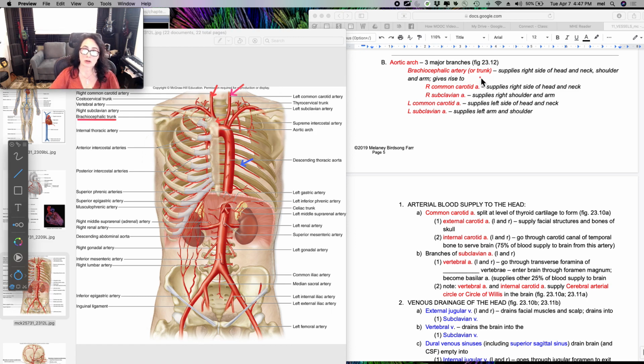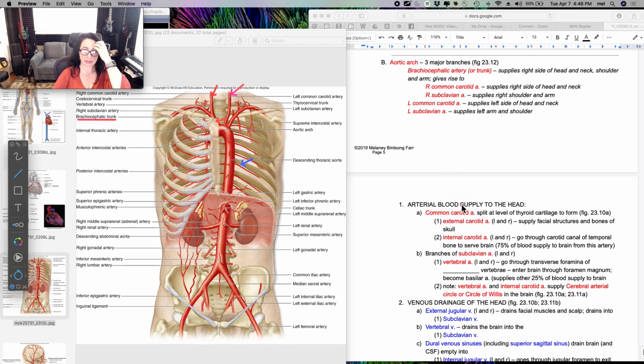Okay, so that's what we saw right here. The brachiocephalic artery or trunk supplies the right side of the head and the neck, and it gives rise to the right common carotid and the right subclavian, called subclavian, by the way, because it goes under the clavicle, hence subclavian. But the aortic arch gives direct blood supply to the left common carotid and the left subclavian.